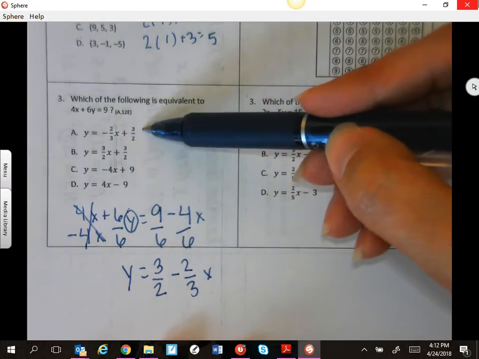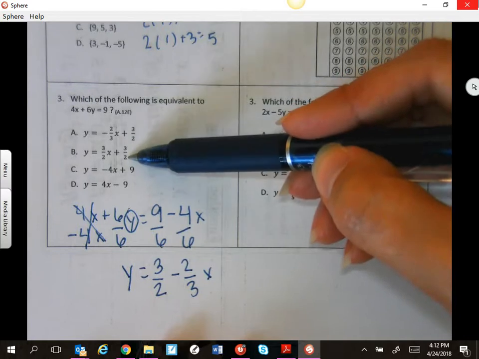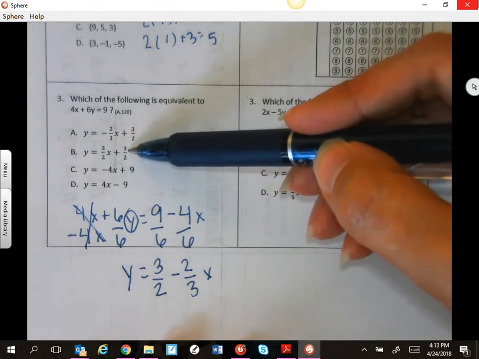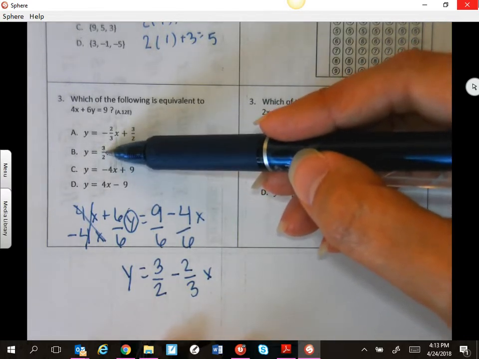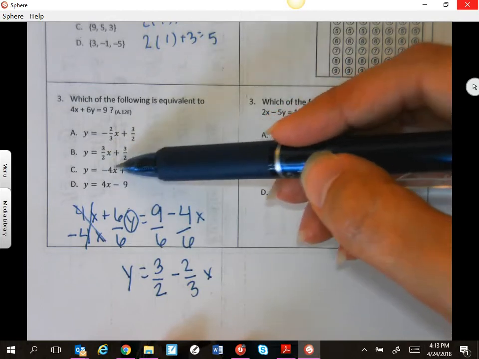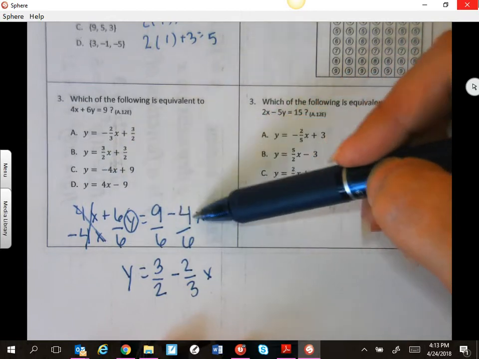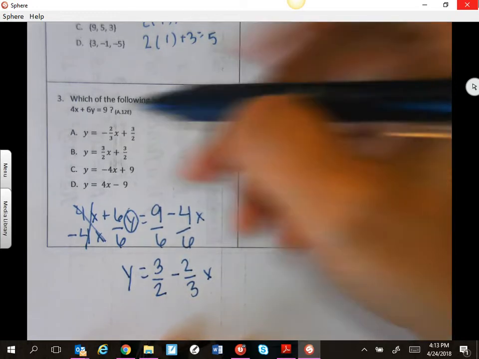So it looks like it's going to be A. B, the sign is not correct on the slope and it's flipped. And then on C, that was before we divided by 6. So it is going to be A.